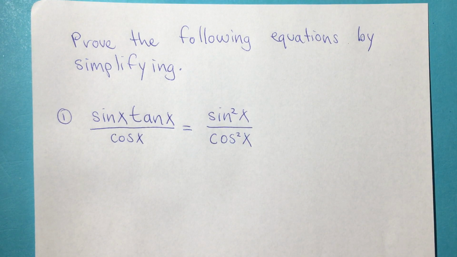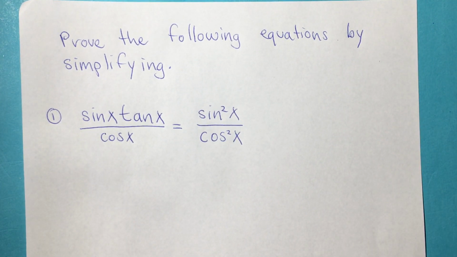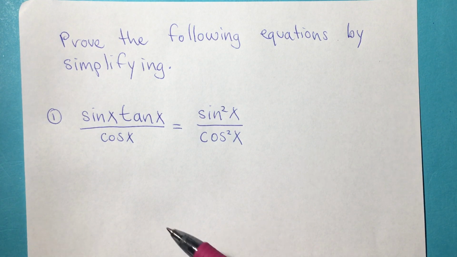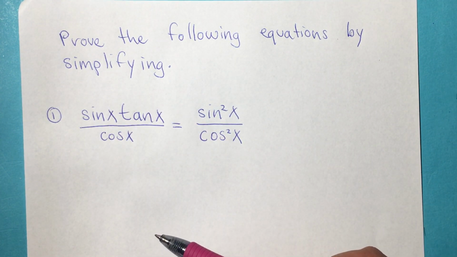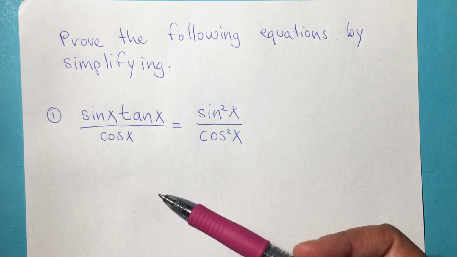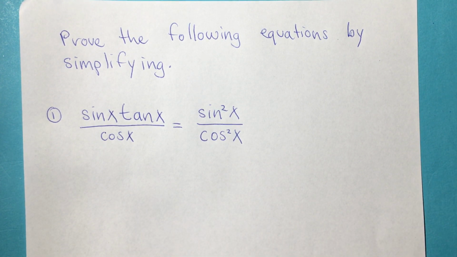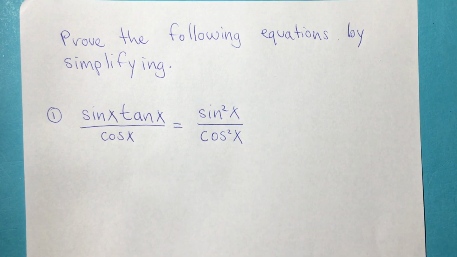Let's start with some examples. It says, prove the following equations by simplifying. And my first recommendation for you is to start working on the bigger parts. And the second recommendation is that you start changing things to sine and cosine. That won't always work, but for the most part it will. Another thing that I recommend is that you know the rules of fractions, because those are going to be very helpful in here.